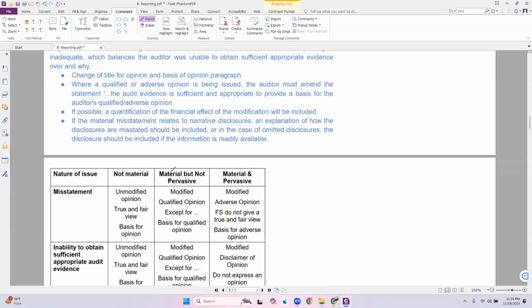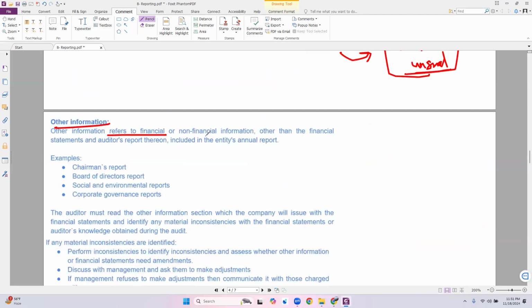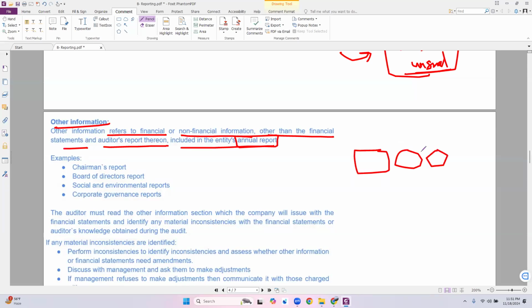Let's read it from the notes itself. I've included it right here. When I talk about other information, what is written here? Other information refers to financial or non-financial information, other than the financial statements and the auditor's report thereon, included in the entity's annual report. So what is an annual report? Every single year, every company makes its own report. This report is 300, 400 pages in which much information is given to the users and every stakeholder of the financial statements. Within this report, the audited financial statements are included, and the auditor's report is also included.